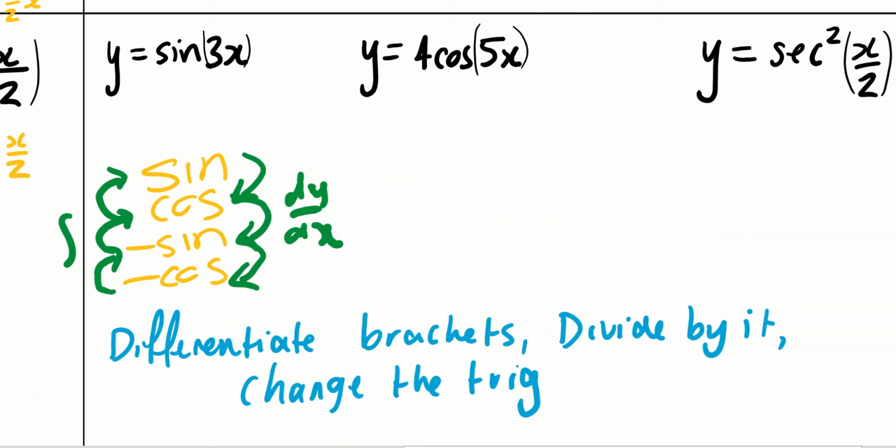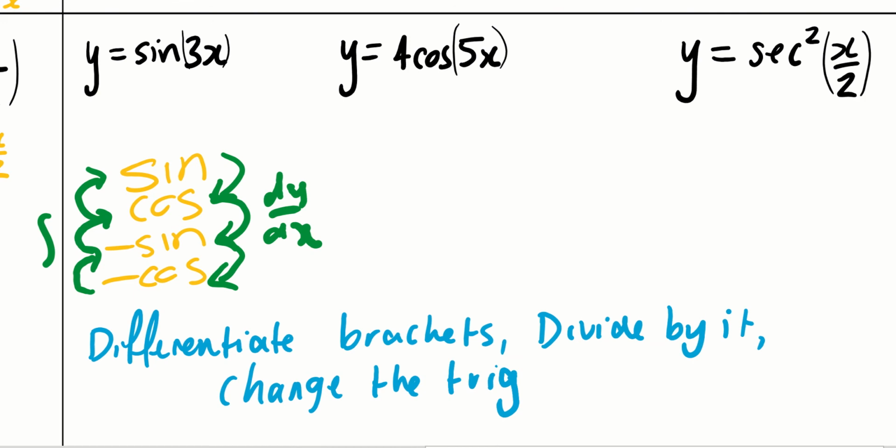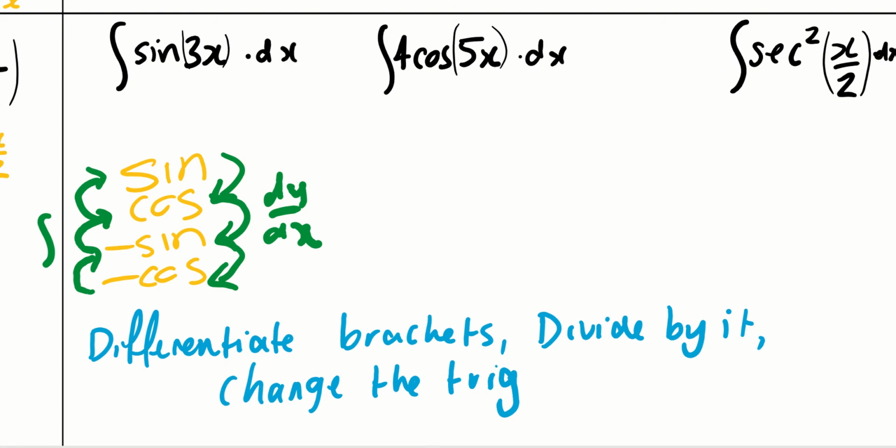So now integrating, same idea. However, instead of multiplying out the front, I divide it out the front. So differentiate the brackets, divide by it, and change the trig. So this one here. Now these should all technically be integrals instead of y equals. I still differentiate the brackets, and I get 3, but I don't multiply by, I divide by. So you can think of it as a third. Then change the trig. Sine integrates to negative cos. Or you could have just had it all on 3, doesn't matter.